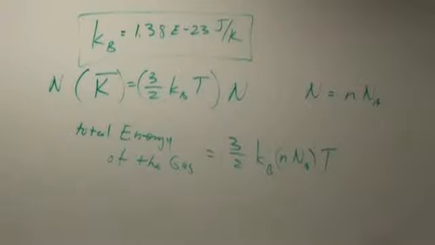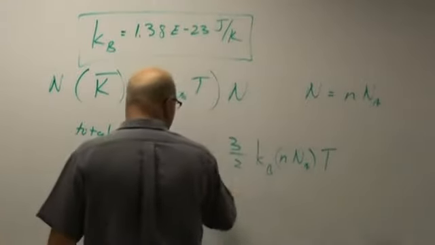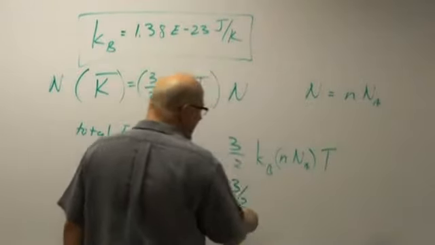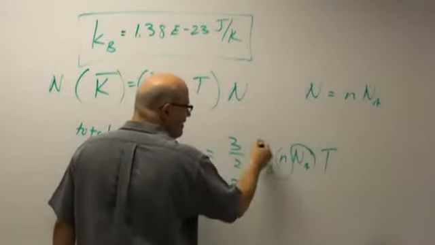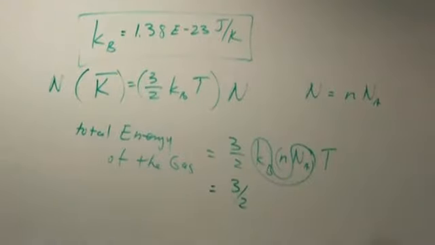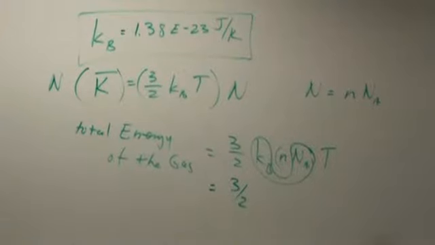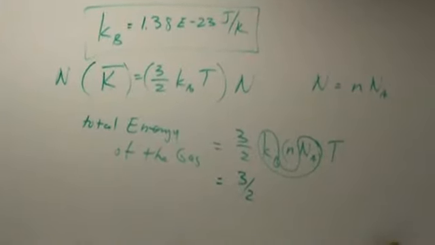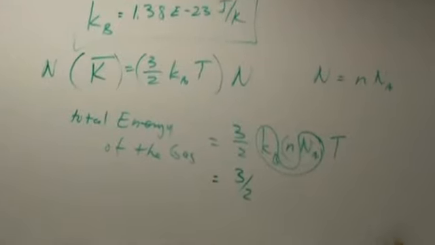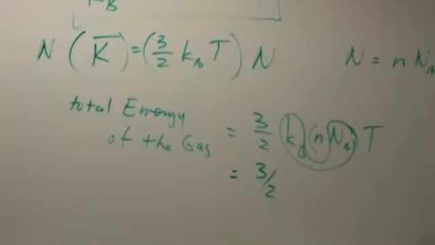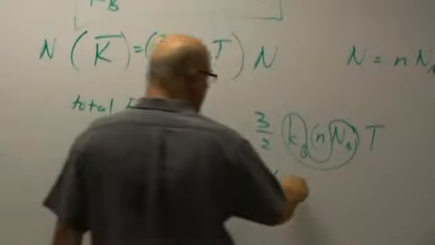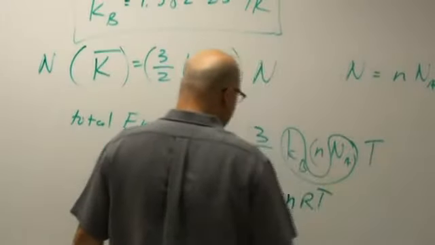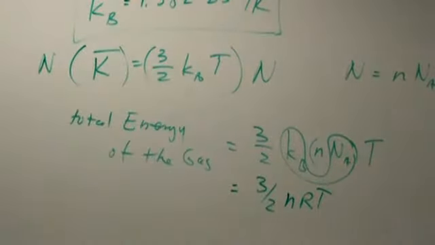But magically, guess what that turns out to be? 3 halves times Boltzmann's constant times Avogadro's number turns out to be R. So we get nRT. We get our nRT back.